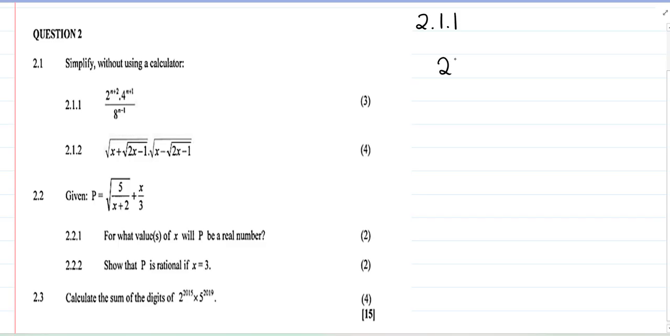It is given to us as 2 to the power of n plus 2, multiplied by 4 to the power of n plus 1, all over 8 to the power of n minus 1. So now taking a look at this, I see exponent here, I see exponent here, and I also see exponent here. So as soon as I come across so many exponents, I know that this has got to do with the laws of exponents.